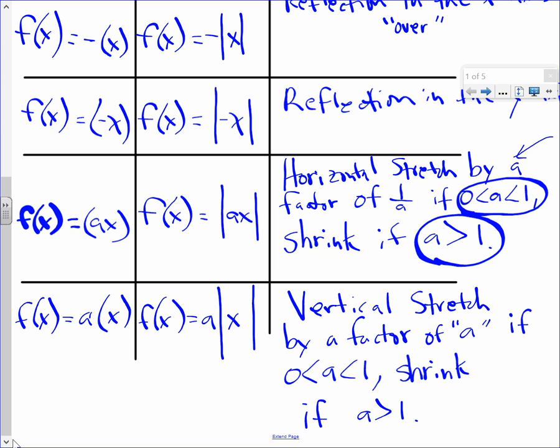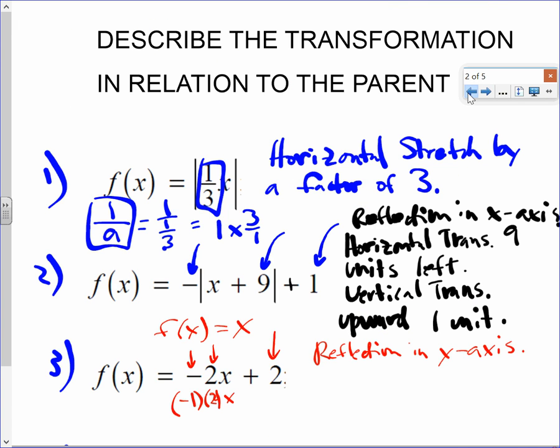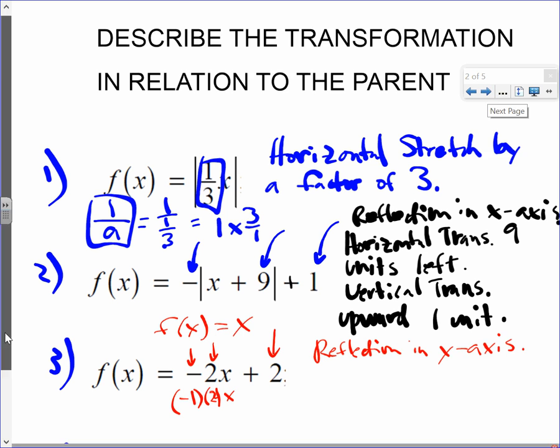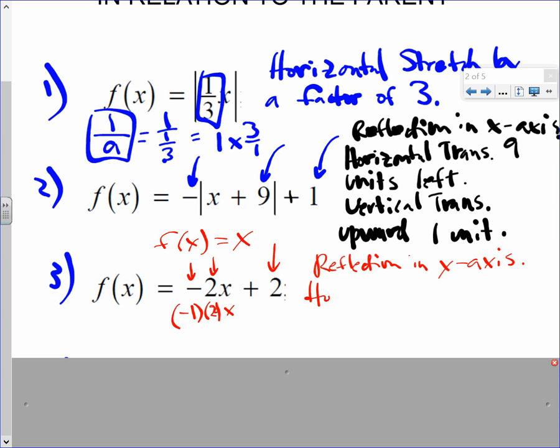Is a a fraction or not? No. So it's going to be a horizontal shrink by a factor of 1 over a. Watch this. Write it with me. Horizontal shrink now by a factor of 1 over, what is a? What's a here? 2. Thank you. So 1/2. Done.